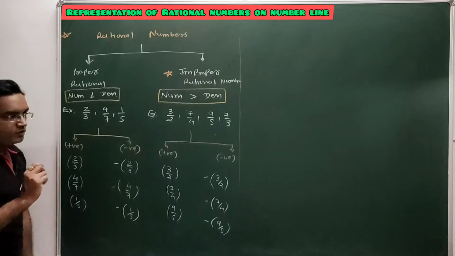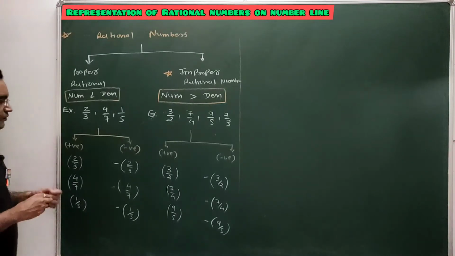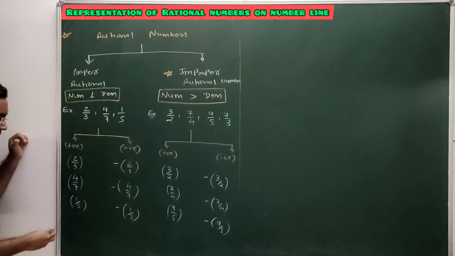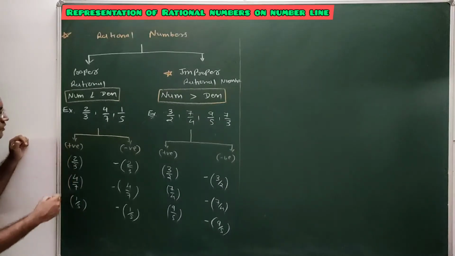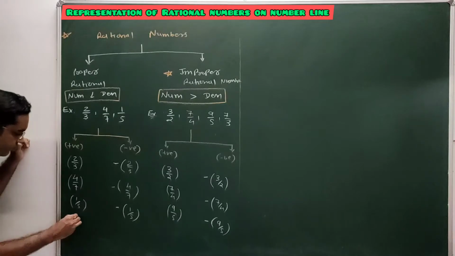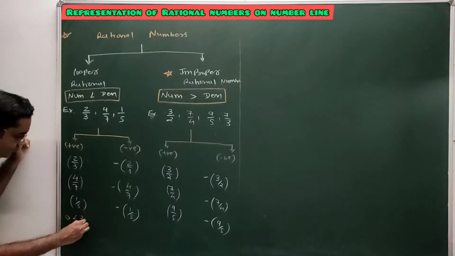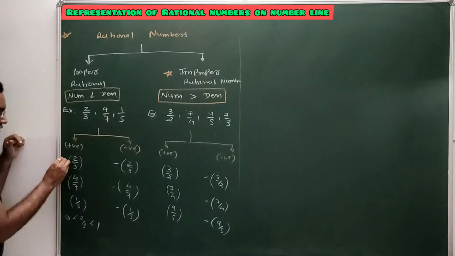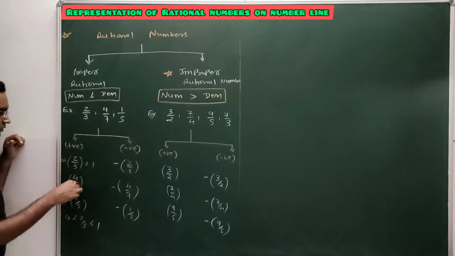So first point that you have to note that the value of any proper positive rational number is always between 0 and 1. This is the important point. The value of proper positive rational numbers is always between 0 and 1. So you can write like this: 0 less than 2 by 3 less than 1.